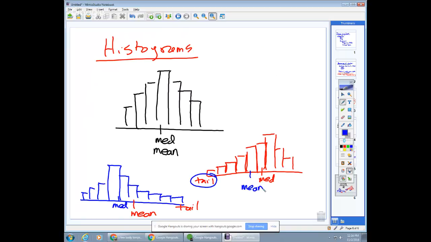Is it always a guarantee that the tail will pull the mean in that direction? Well, it depends on the balance of the data. But usually, most of the time, the mean will be pulled toward the tail away from the median in the data.